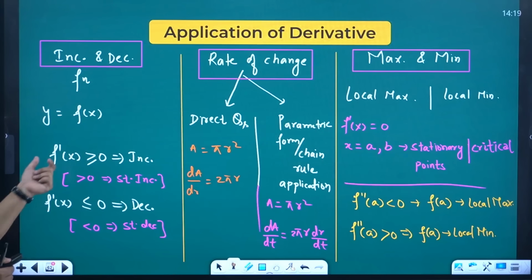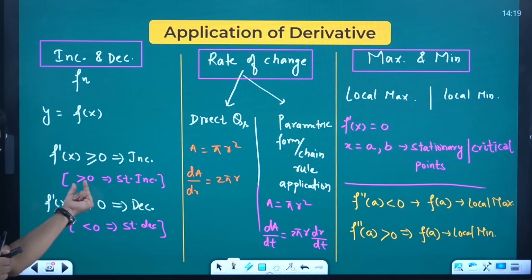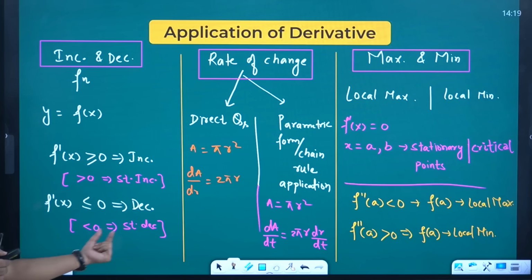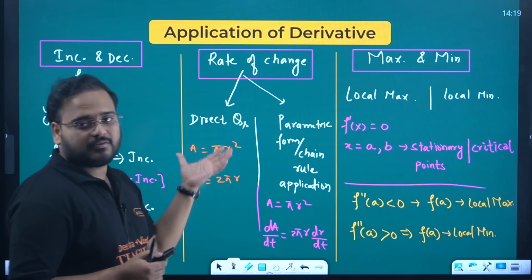Increasing decreasing: when f dash of x is more than or equal to 0, increasing function. Just more than 0, strictly increasing. Less than or equal to 0, decreasing function. Just less than 0, strictly decreasing. Rate of change, when you just write direct derivatives based question.